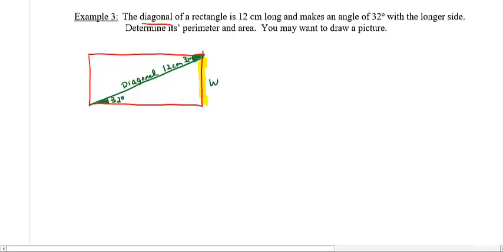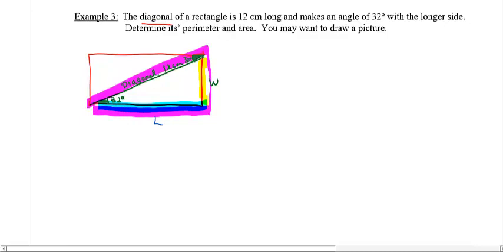So I'll call that width W. I'll call this length L. And we have to figure this out. Do you see a right triangle? I hope so. Right here. So, if we want to figure out the width, I think if you're doing the angle of 32, the width represents the opposite side. The length then represents the adjacent side. Alright, and the diagonal, of course, is the hypotenuse. I think I've given you enough information now. You should be able to do this on your own.